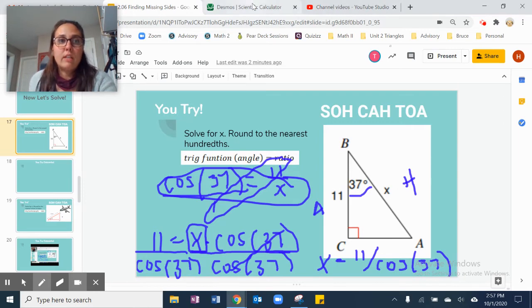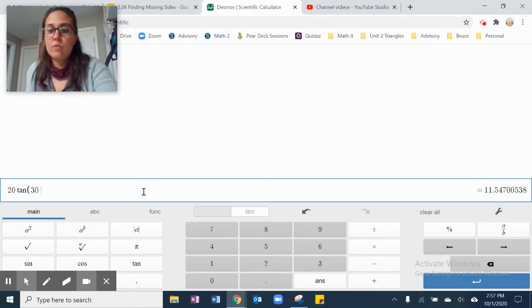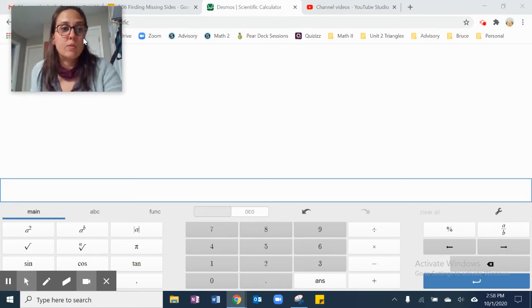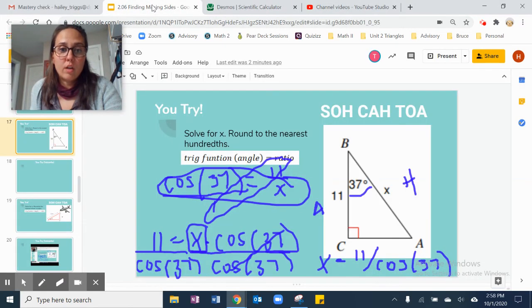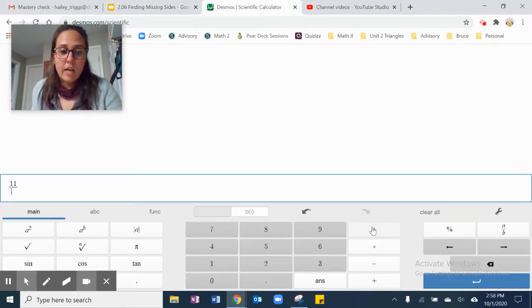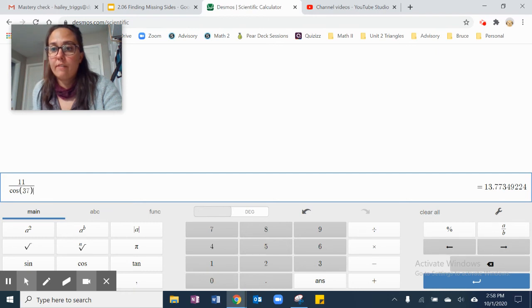So now in my calculator, you guys can use your phone or your graphing calculator, and you can refer to the notes. I'm going to use Desmos, and it's desmos.com/scientific if you want to use this as well. So we are putting in 11 divide cosine 37, and then we're going to round it to the nearest hundredth. So 11 divide cosine of 37 gives us 13.77.